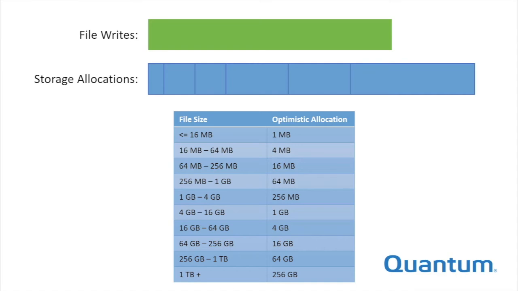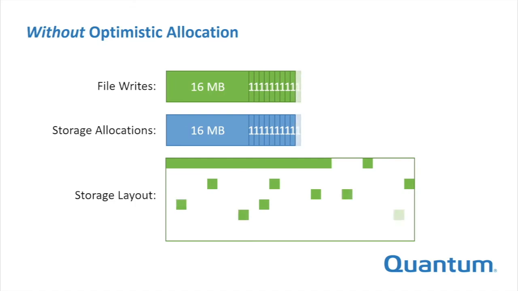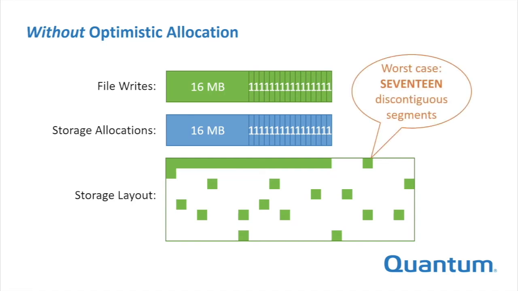Let's walk through an example. Say we have a 16 megabyte file stored as a single contiguous chunk, and an application begins writing new data to it in 1 megabyte chunks up to 32 megabytes. Without optimistic allocation, the file could consist of up to 17 discontiguous segments on the storage. And that's going to hurt when it comes time to read that file.